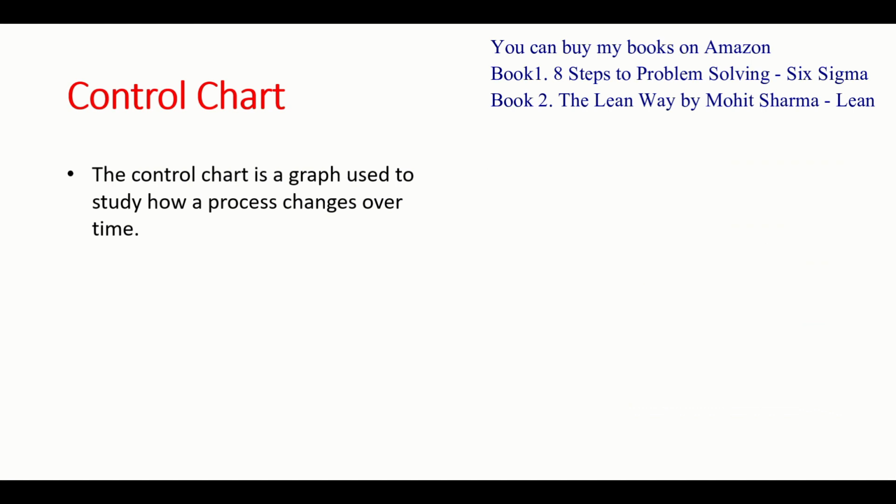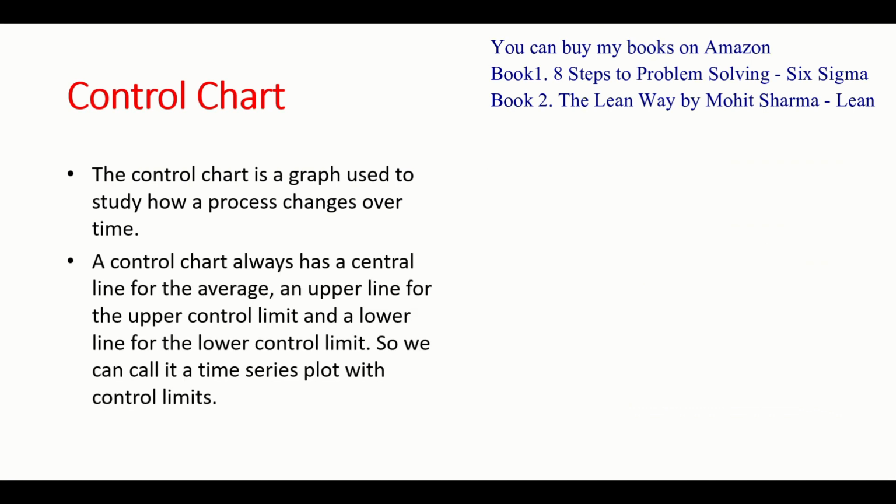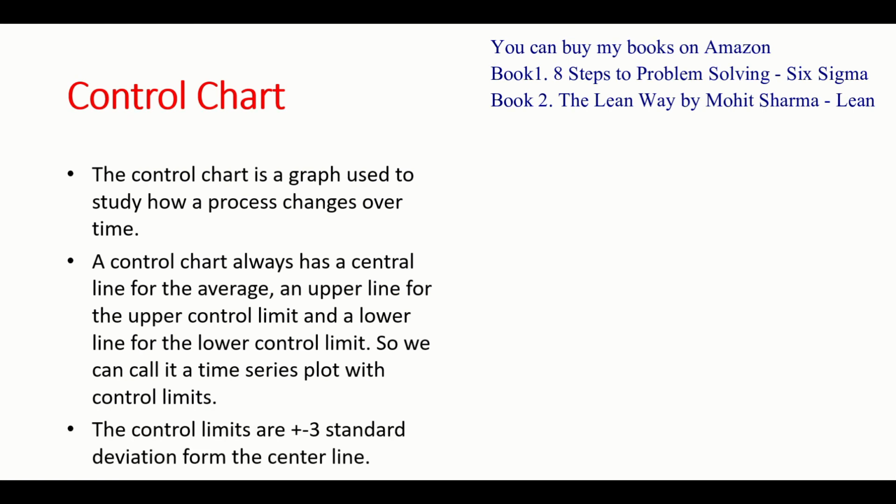A control chart is a graph which is used to study how a process changes over time. And a control chart always has a center line for the average, an upper line for the upper control limit, and a lower line for the lower control limit. So we can call it a time series plot with control limits. The control limits are always plus minus 3 standard deviations from the center line.